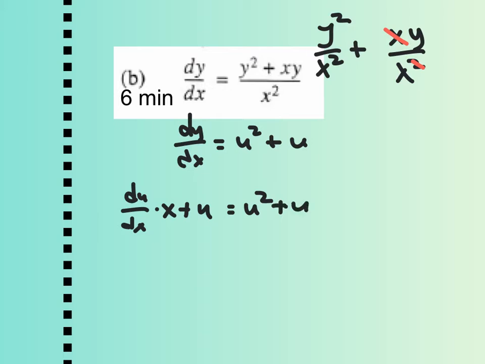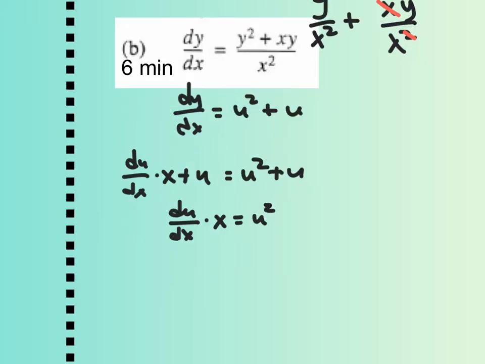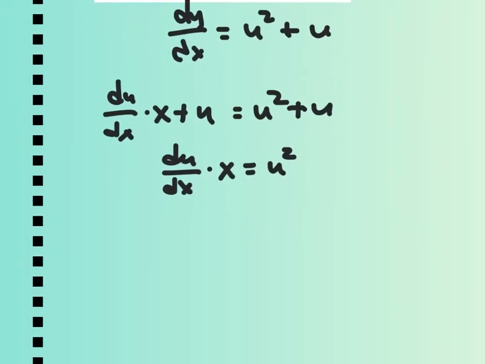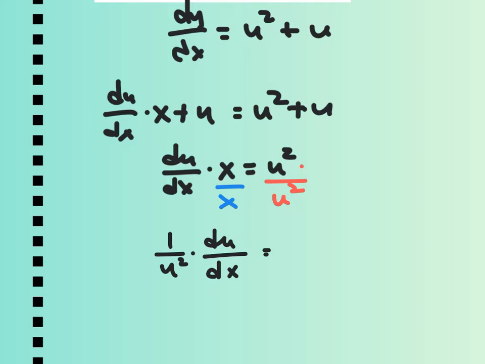Again, the u's cancel here. So du/dx times x equals u squared. Okay, so now I have a separable equation here. If I were to divide both sides by u squared and divide both sides by x, I would end up with du/dx times 1 over u squared is equal to 1 over x.